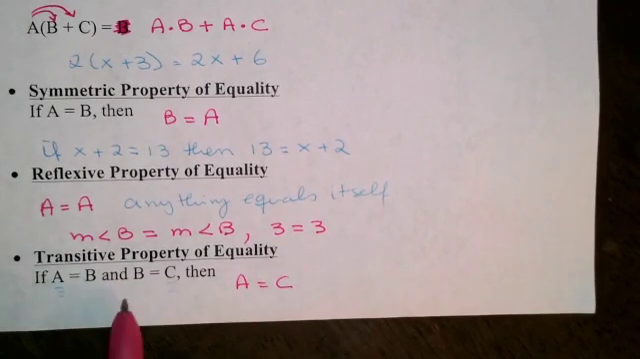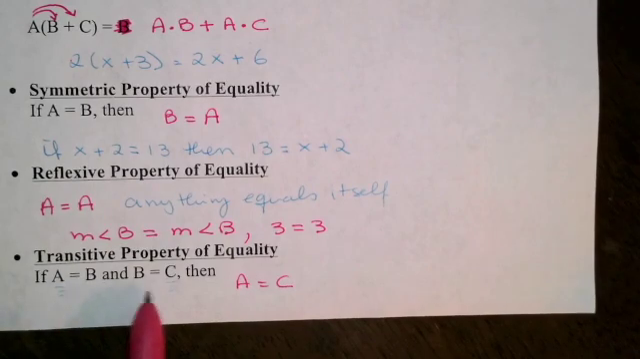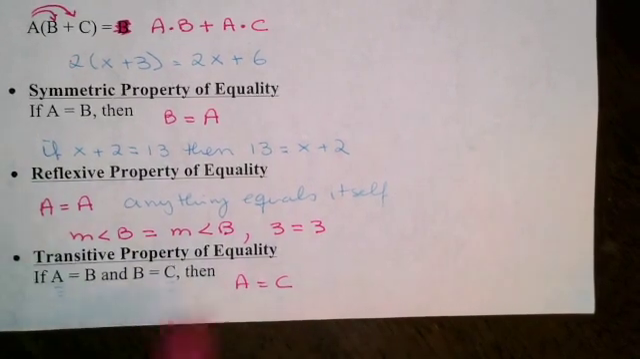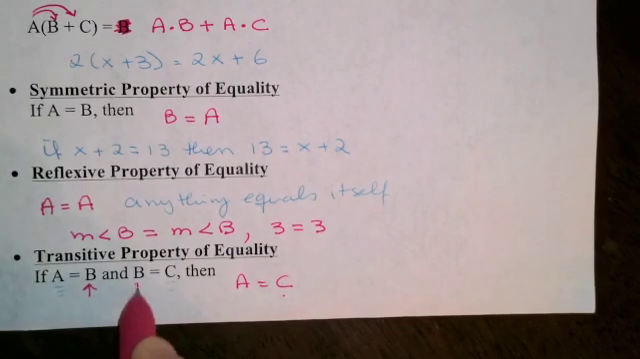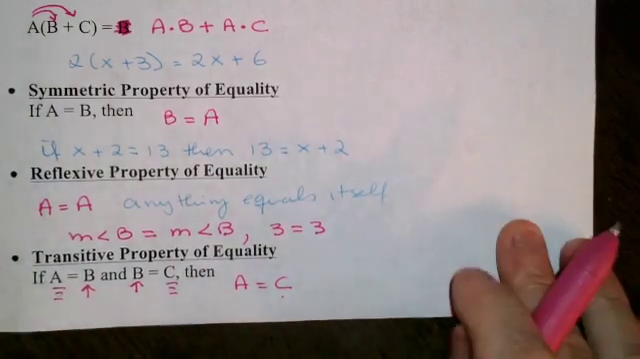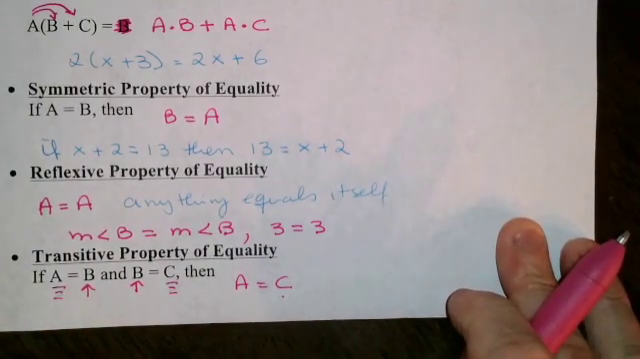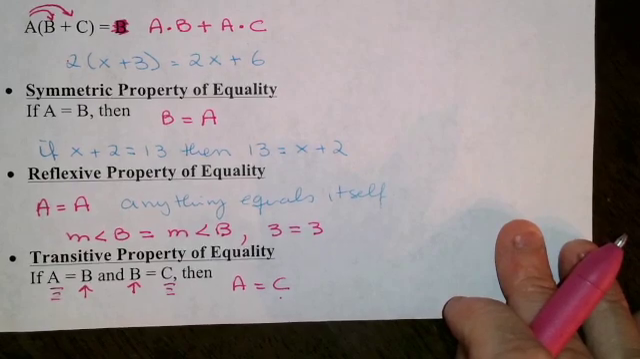Transitive property of equality. This is the one that we're going to be using a lot. This one and the substitution. If A equals B and B equals C, then we know that A is going to be equal to C. Notice that here I have B is equal to A and B is also equal to C, so that means I can make A equal to C. So these are the properties of equality. In the future we're going to be looking at properties of congruency, so we can start proving some theorems.